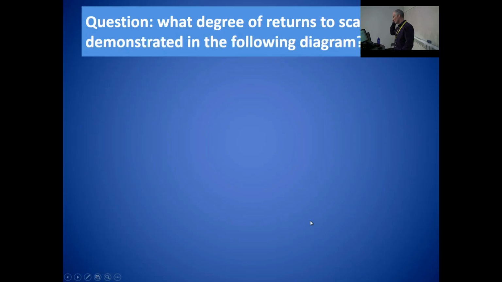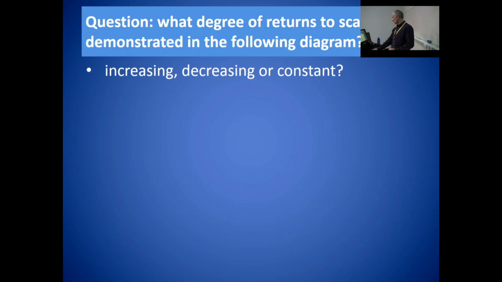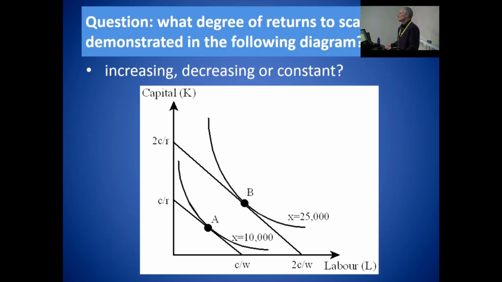So the question I would ask you: what degree of returns to scale? Can anyone hazard a guess? Is it increasing, decreasing or constant? Increasing, decreasing or constant? What have we done to all factor inputs? We doubled them. What's happened to output? Increasing, exactly, thank you. Thank you for volunteering as well.